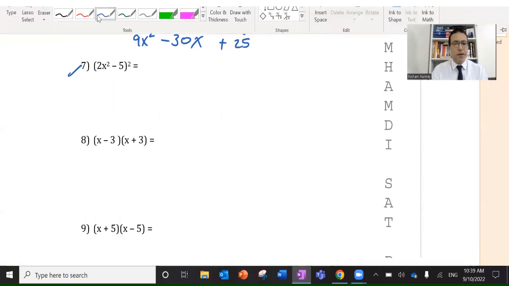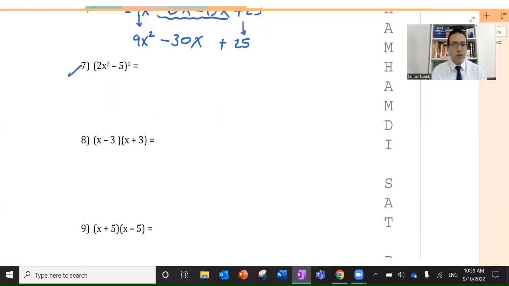2x squared minus 5, all to the power of 2. So it's 2x squared minus 5 multiplied by 2x squared minus 5. First by first, first by second, second by first, second by second.